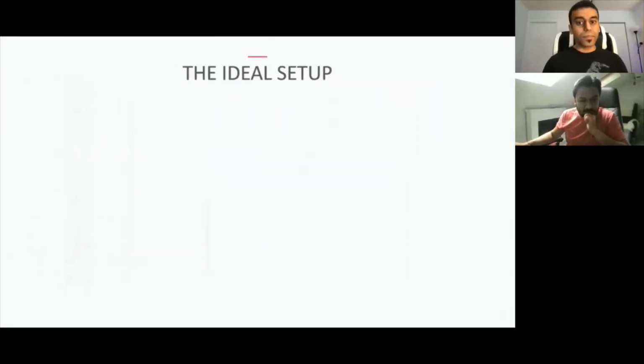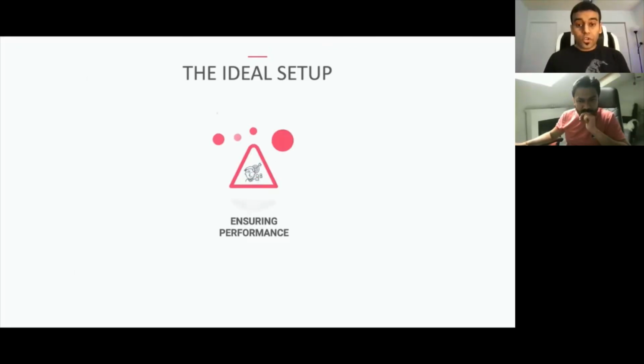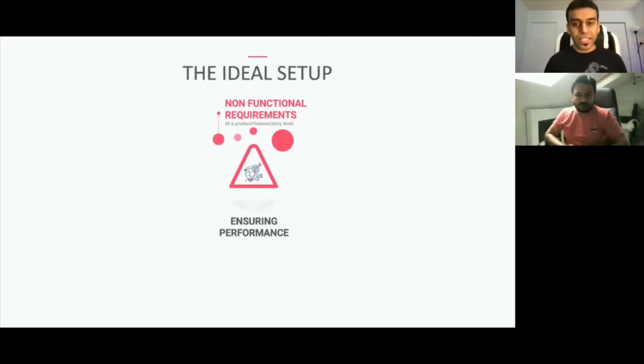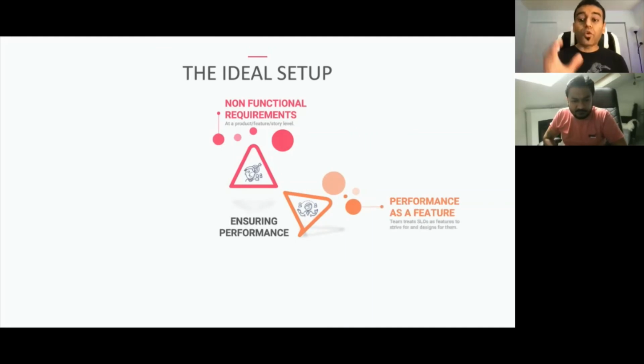High level, what were my overall takeaways from all the failures that I'd seen? How do you ensure performance? Start with non-functional requirements. That's really where it all begins. Make sure that performance is treated as a feature, that it's not an afterthought. It's baked into the system as the system is being built.